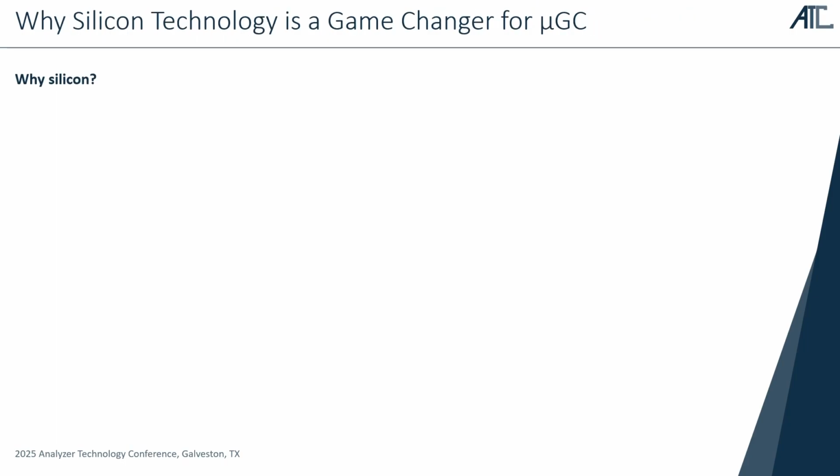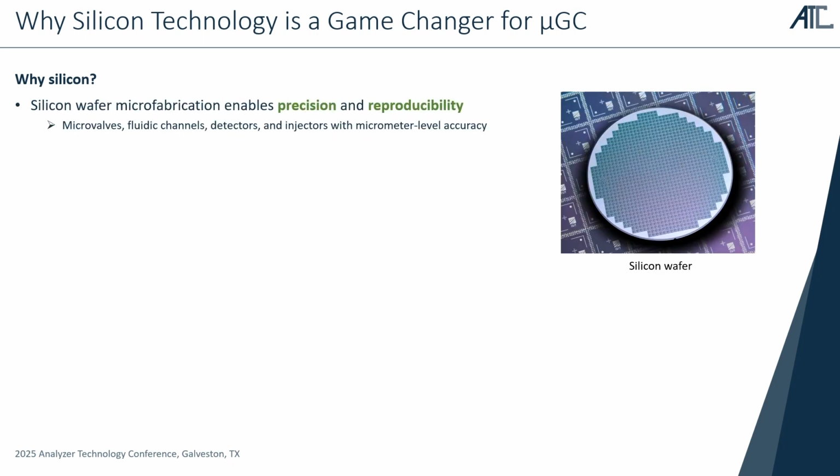But first, let's talk about the material choice that enables us to perform such miniaturization: silicon. Silicon isn't just a material. Using microfabrication, you're able to fabricate microvalves and fluidic channels with extreme precision and reproducibility. There's a big potential for mass production. It's very much like in the semiconductor industry, where once you have your process, you're able to manufacture thousands of units very consistently.